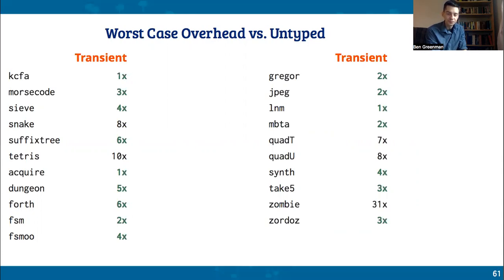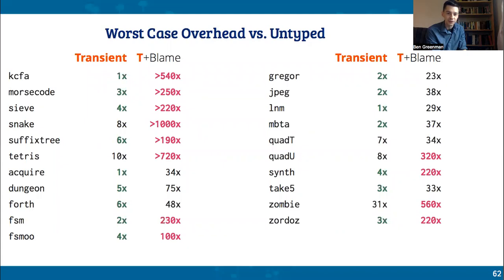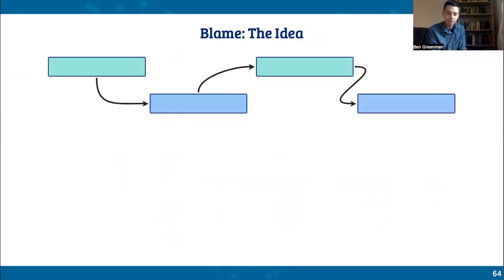Now, what about blame? Well, this is the bad news. Transient with blame is extremely slow on these benchmarks. So now let's step back for a minute and see what is blame, and then we'll get into why it's so expensive. So recall, we're in a gradual language. Our program has these typed and untyped blocks of code, which are communicating with one another when we run the program. So we might have, for example, an untyped function that travels into a typed block, travels out to untyped, and back into typed again. It takes a path throughout the program.